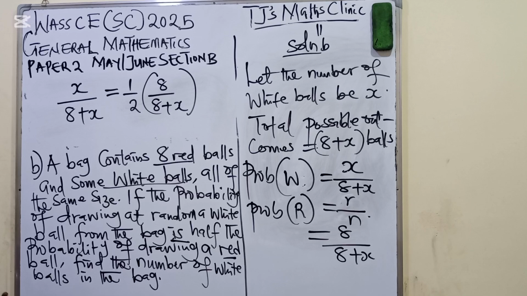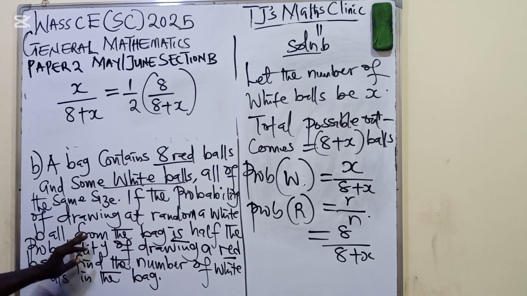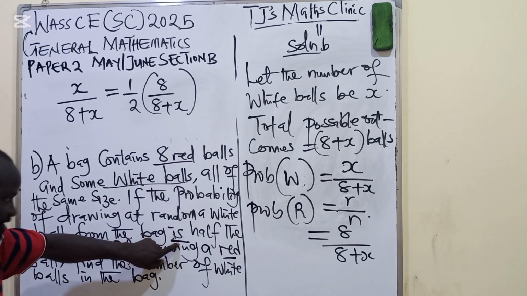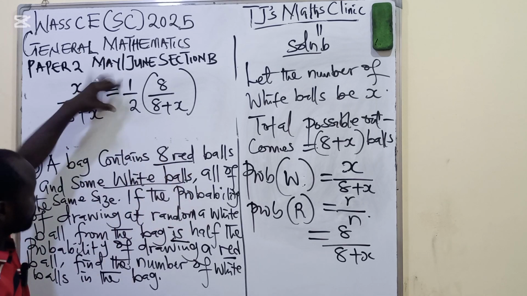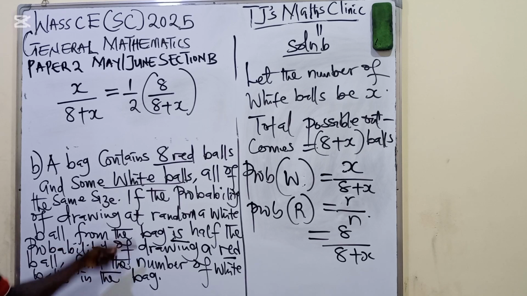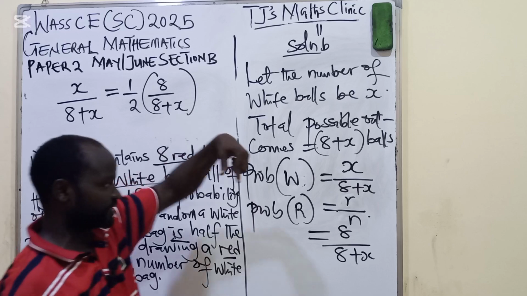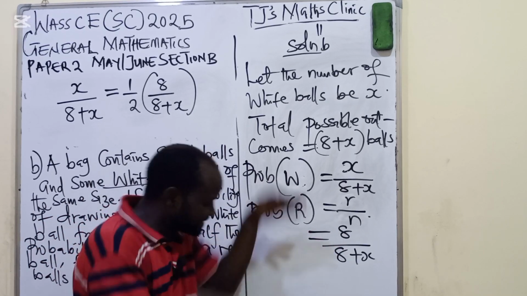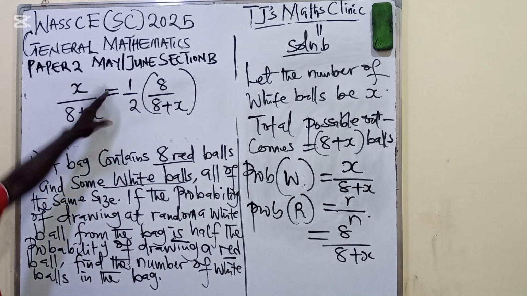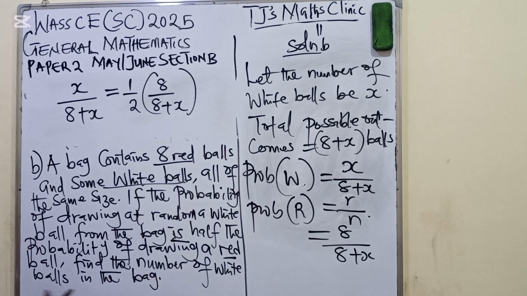Let me go back to the question again. If the probability of drawing at random a white ball, the probability of picking a white ball is nothing but X divided by 8 plus X. The word 'is' here means equals to half. Half means 1 divided by 2, of half the probability, that's why we put a bracket here. That's half times whatever the probability of red, and the probability of red is nothing but 8 divided by 8 plus X. So this is the interpretation. Just a question of solving for X, because let the number of white balls be X, and we are looking to find the number of white balls in the bag.